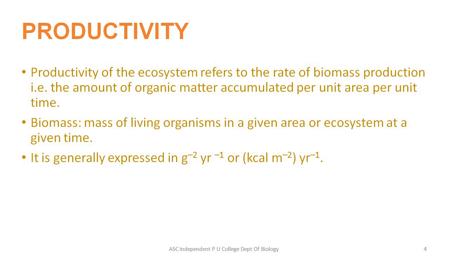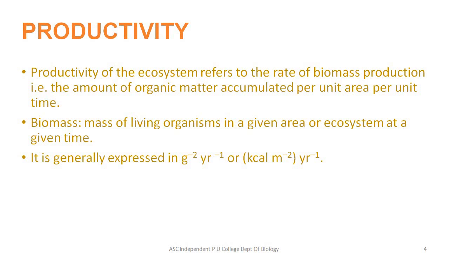Similarly, when we consider an ecosystem, we need to check in a given ecosystem, in a given period of time, how much organic matter is being produced. And this will vary in different ecosystems. It will vary in pond ecosystem, it will vary in river ecosystem, it will vary in forest ecosystem, it will definitely vary in desert ecosystem. So when we have to compare different ecosystems and understand the amount of productivity or the amount of biomass that is produced, we always calculate in terms of productivity.